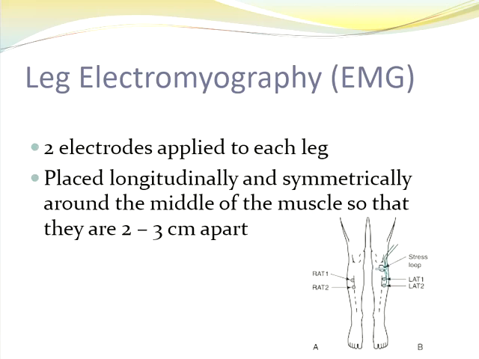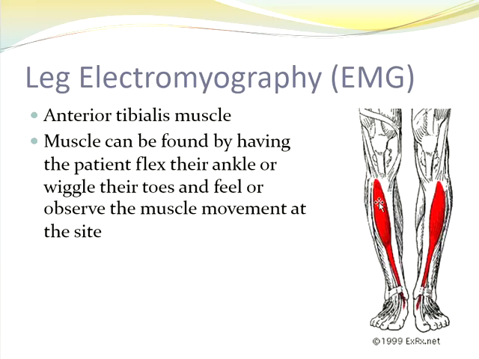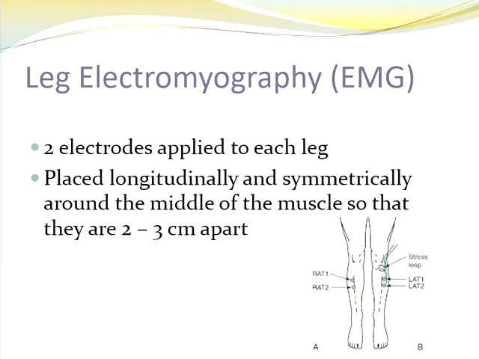2 electrodes are applied to each leg. You're going to place them longitudinally, so they're vertically apart. You're not going to go like one next to the other. They're longitudinally, like just look at where the muscle is. You're going to put one here and one here. You're not going to go side by side. They're going to go up and down. And you want them to be about 2 to 3 centimeters apart.